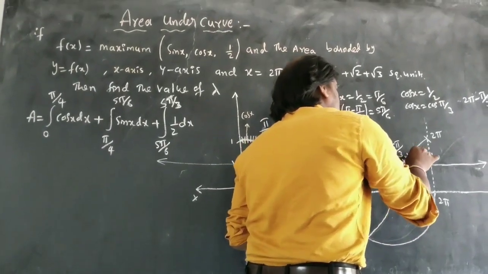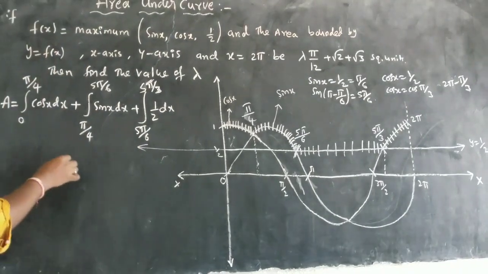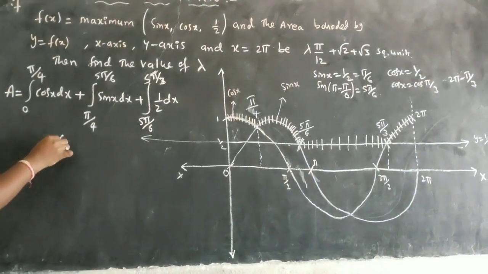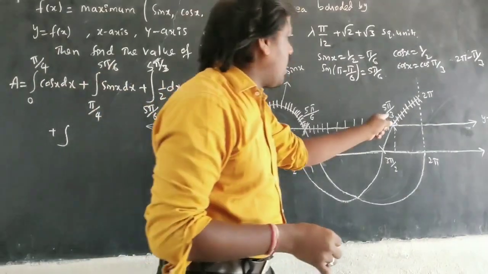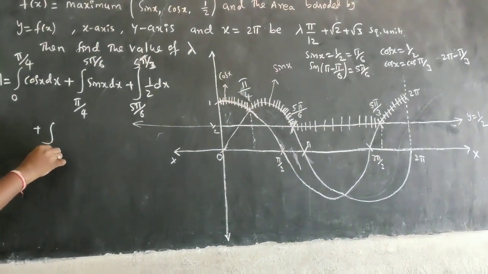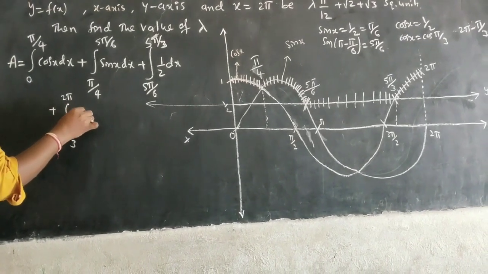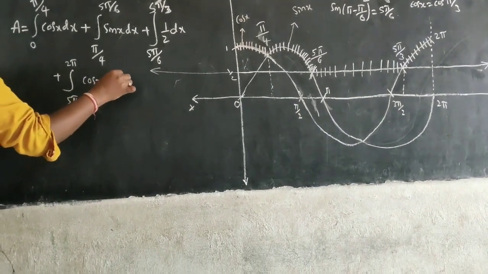From here, the half has stopped. Half is stopped, so plus integration from 5 pi by 3 to 2 pi, that is cos x dx.